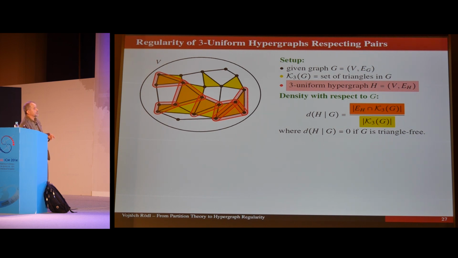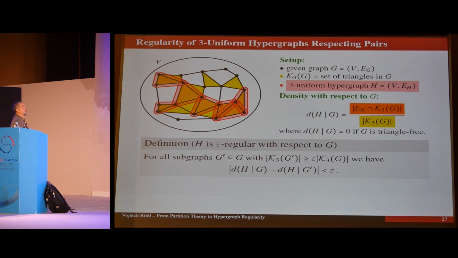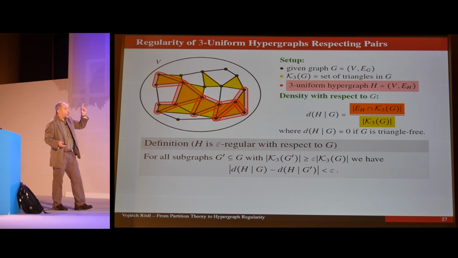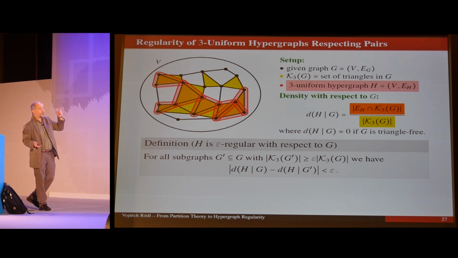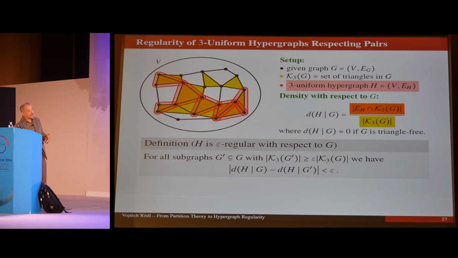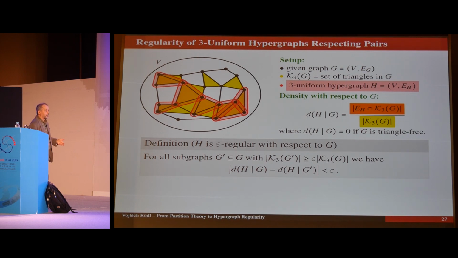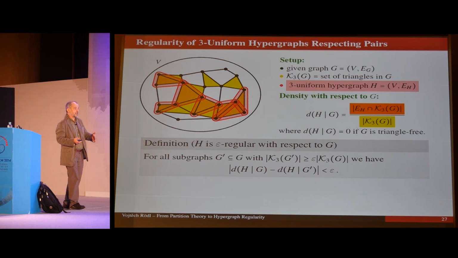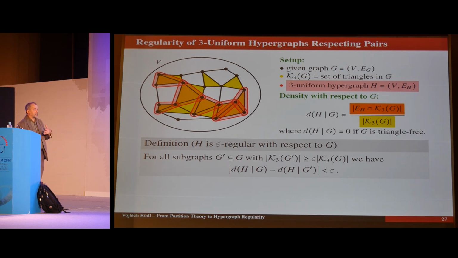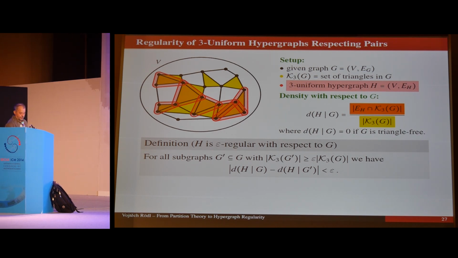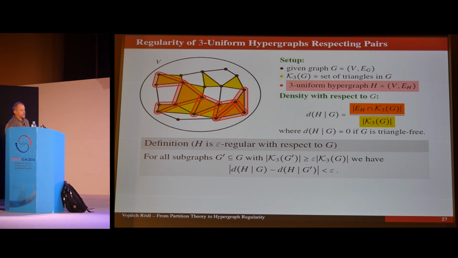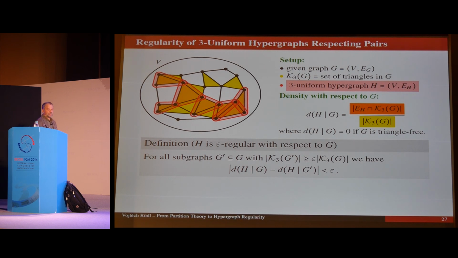So that's the thing. We have a density, and with this concept of density, we can define regularity. We will insist that no matter which subgraph G prime of G I take, if it has sufficiently many triangles, then the density of H with respect to G will not differ too much from the density of H with respect to G prime. So this will be the epsilon regularity of a hypergraph with respect to a graph.